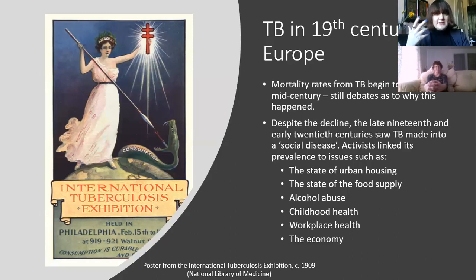So activists increasingly link TB to issues like housing, especially urban housing, the state of the food supply. So I've talked a bit about milk. I could do a whole separate presentation on milk and TB, but I won't. Alcohol abuse, again, this is the time of the temperance movement too. Childhood health, because as I said, children particularly were liable to quite vicious, nasty forms of TB that were hard to treat. And again, this is also the age of the great sentimentalization of the child.